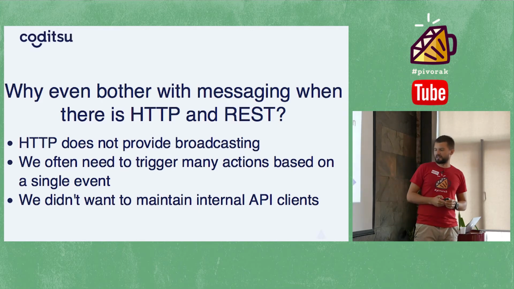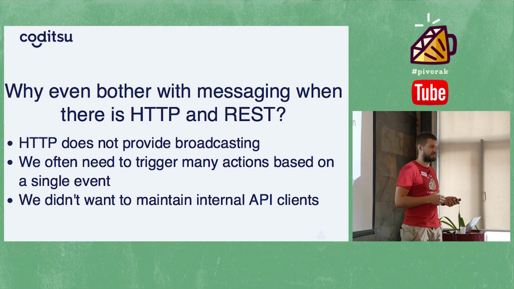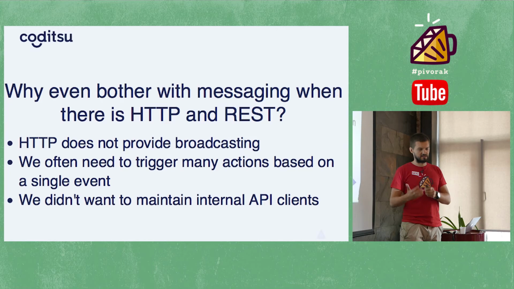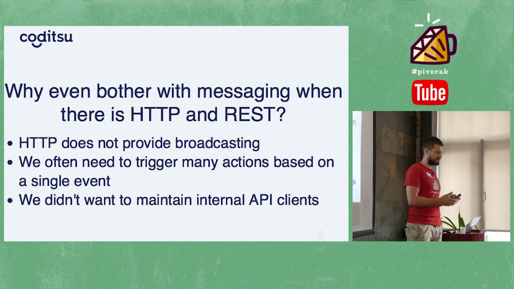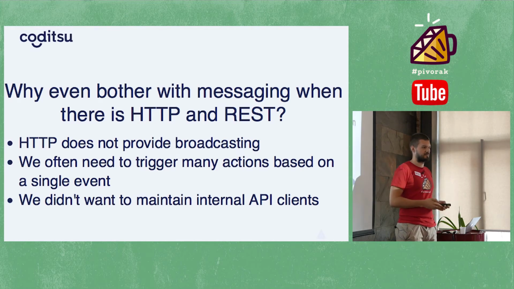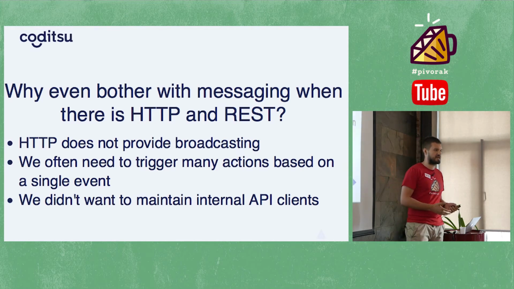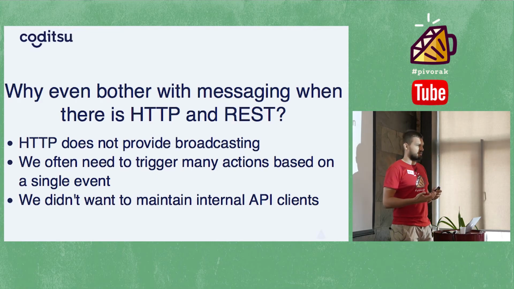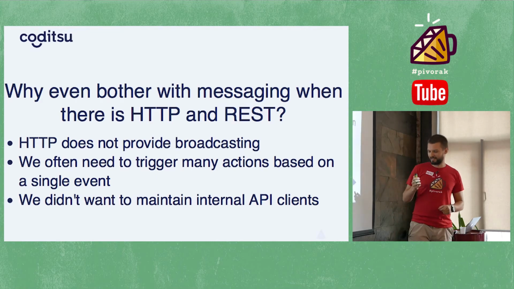Also, HTTP is not always the fastest or the best to transfer data. We didn't want to maintain internal API clients, even if you have standard REST APIs or GraphQL APIs. They're always a bit custom. So if one endpoint changes, you need to update a second one. And it creates overhead. Imagine that you have 100 applications that communicate with each other. You have a lot of updating, unfortunately.